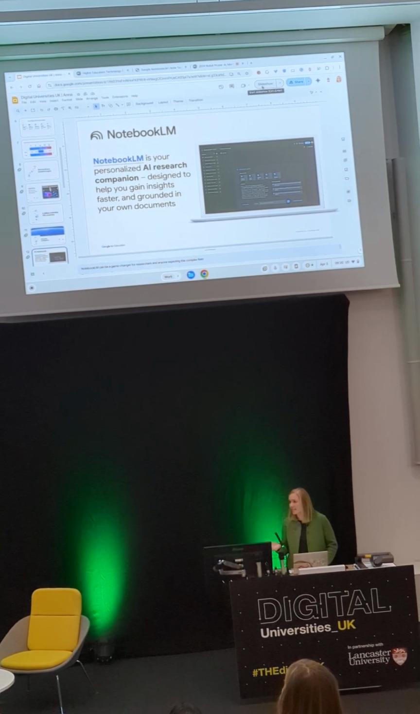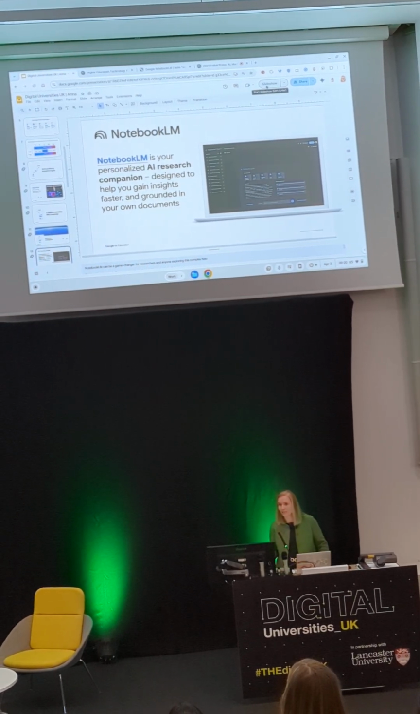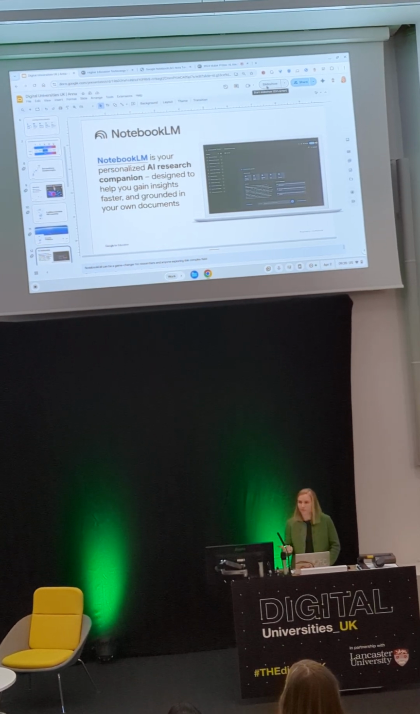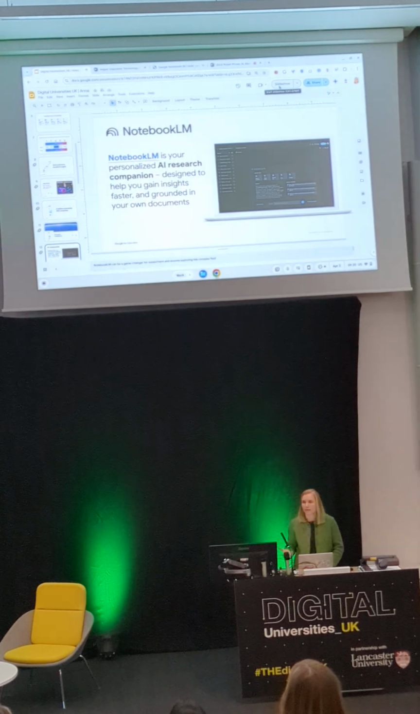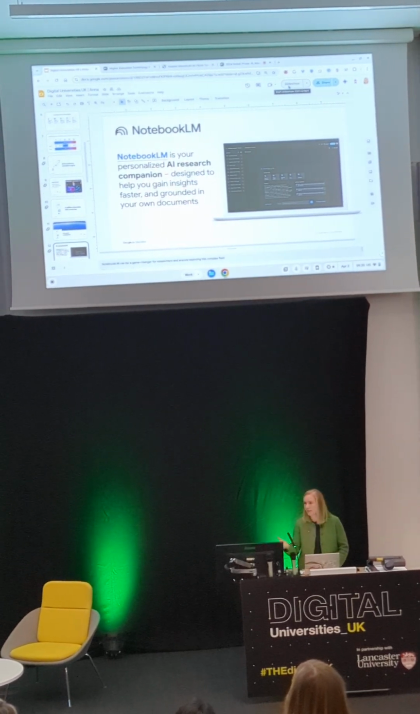So this is already available to you now. Most of the features are free. There are more advanced features that are at cost, like how many docs you can upload, or how deep it can go, but it's there for you now.